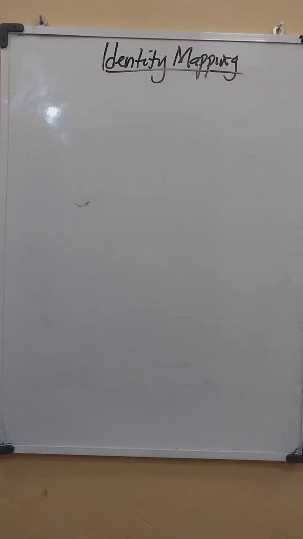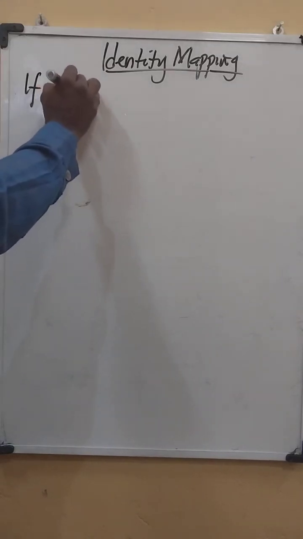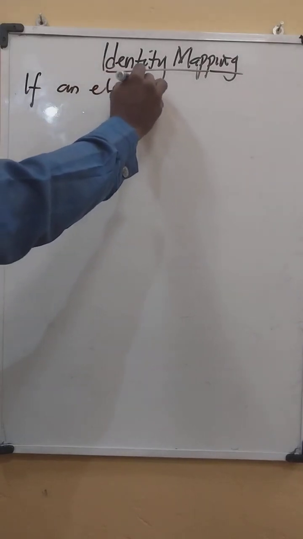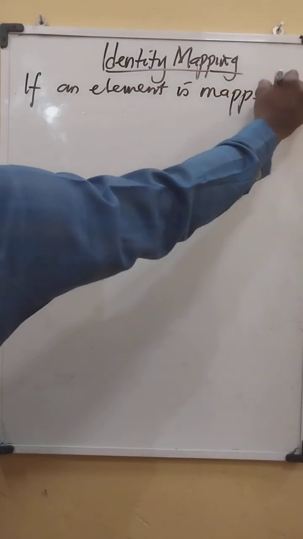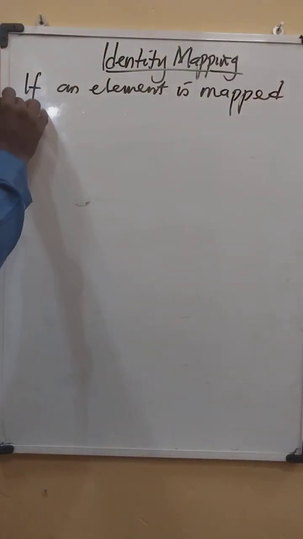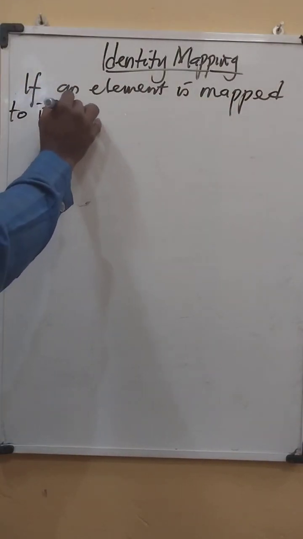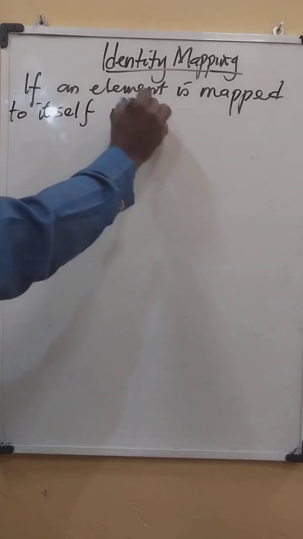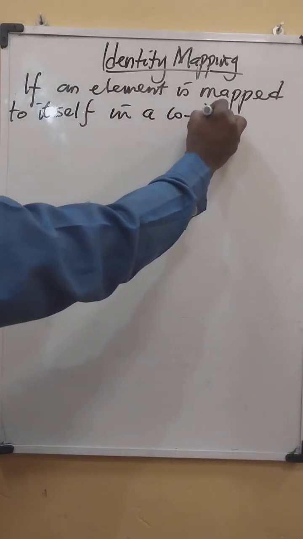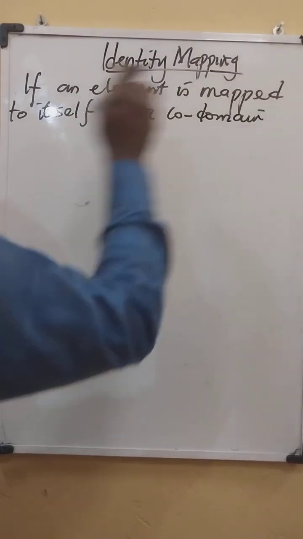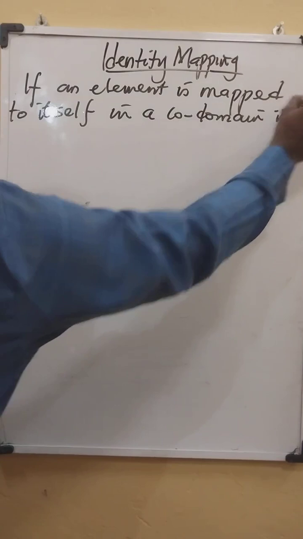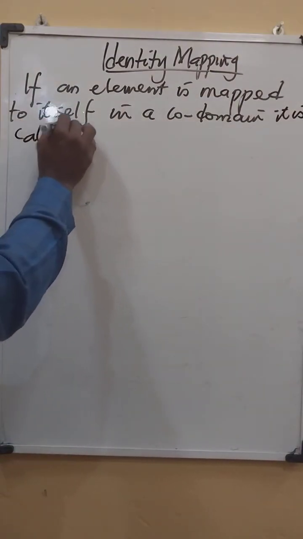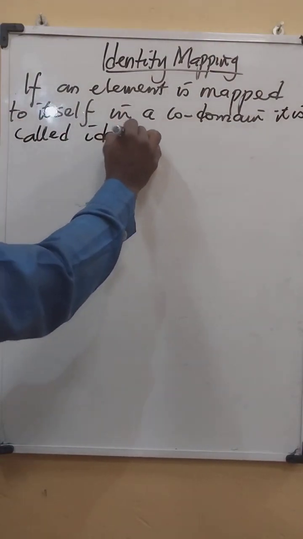mapping. So in the identity mapping, for example, if an element is mapped to itself in a codomain, if an element is mapped to itself in a codomain, it is called identity mapping.